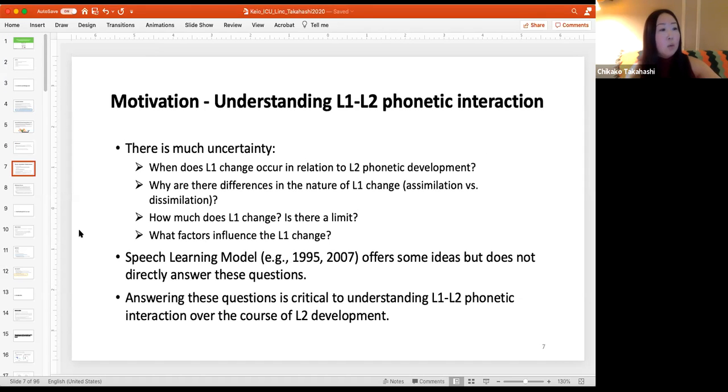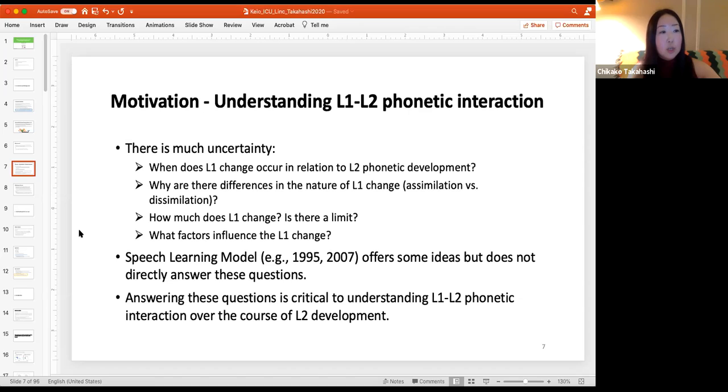So while L1 phonetic drift has been observed in a number of studies, there is much uncertainty about how L1 and L2 interact. For instance, it is not clear when an L1 change occurs in relation to an L2 phonetic development and why there are differences in the nature of L1 change, since both assimilation and dissimilation have been observed. It is also not clear if there is a limit to L1 change and what factors influence the L1 drift.